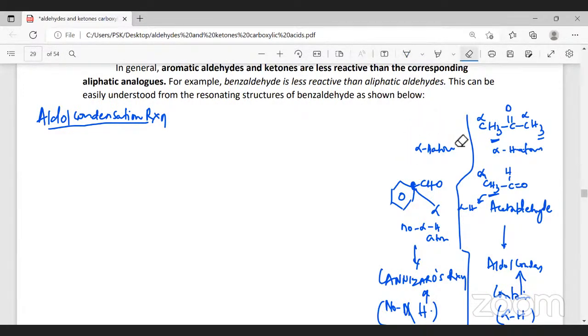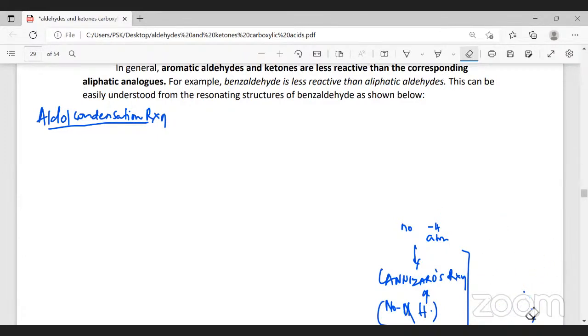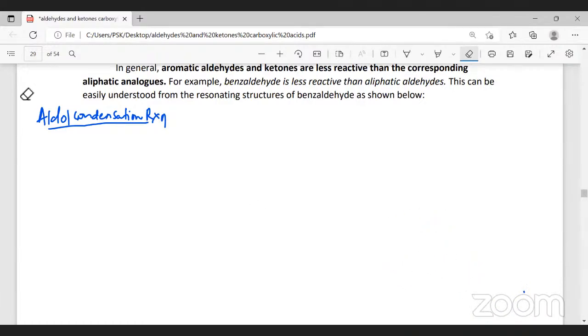Yes, sir. Now, what type of molecules will undergo aldol condensation? Molecules containing alpha hydrogen. As examples for molecules containing alpha hydrogen, I gave you acetone and acetaldehyde. Now, we will learn first aldol condensation, then we will learn Clemmensen's reaction.